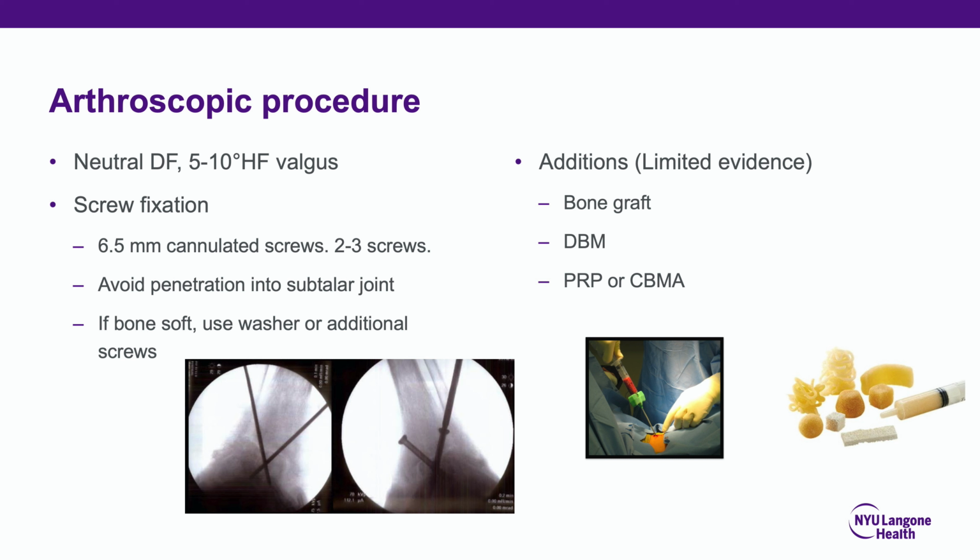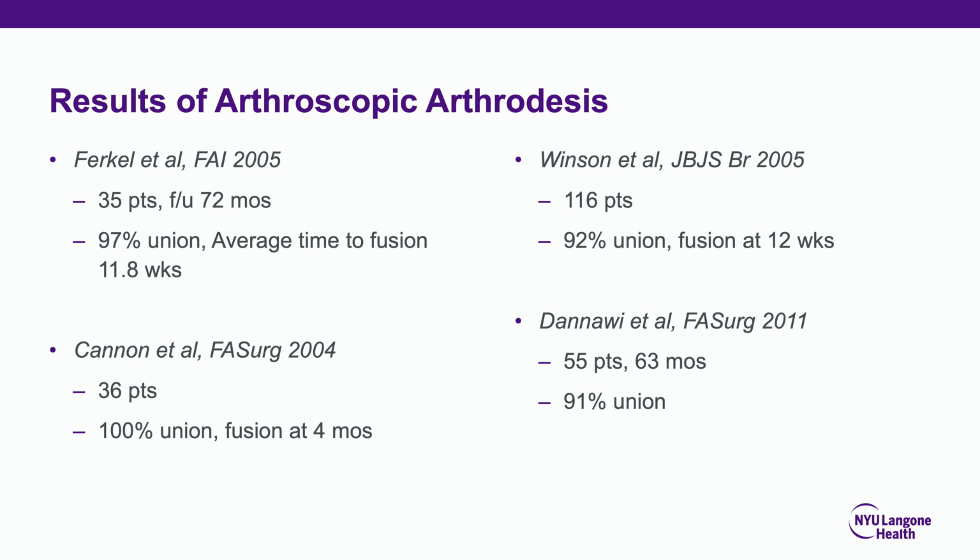The addition of bone graft, either autologous or indeed from any bone graft substitute, is somewhat concerning at this point, as there does not seem to be definitive evidence that any bone graft substitute will improve the outcomes in terms of union rates in ankle arthrodesis. The results of arthroscopic arthrodesis are very satisfactory, and you can see that most patients, over 90%, will do well.